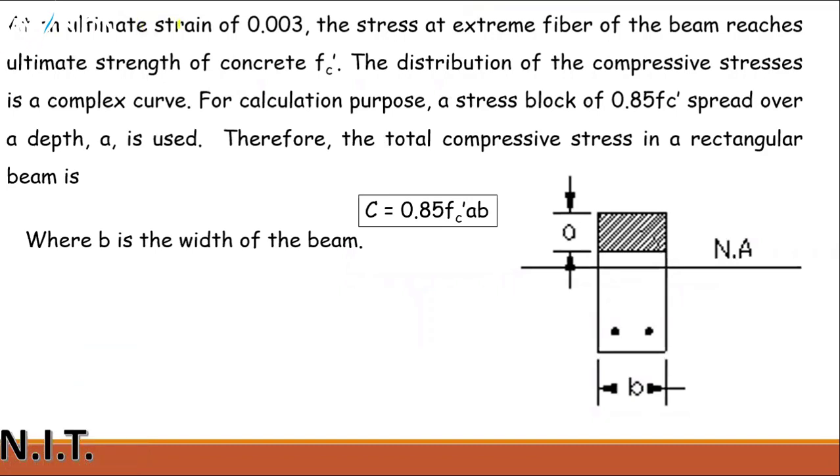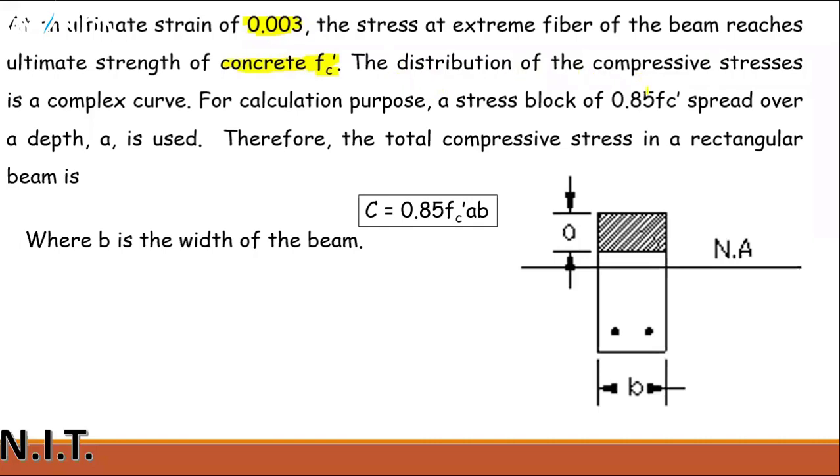At an ultimate strain, the ultimate strain that a beam can take, that is 0.003, the stress at the extreme fiber of the beam is the ultimate strength of concrete, that is Fc prime. At this strain, the maximum elongation possible in a beam, the concrete will attain its maximum compressive strength, equal to Fc prime. It can be 3 ksi, it can be 4 ksi.